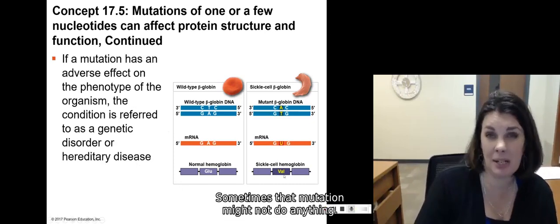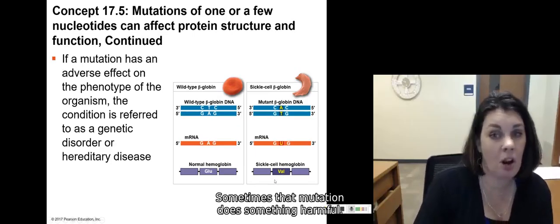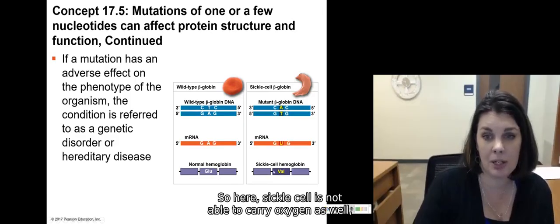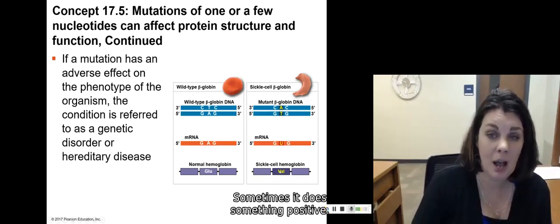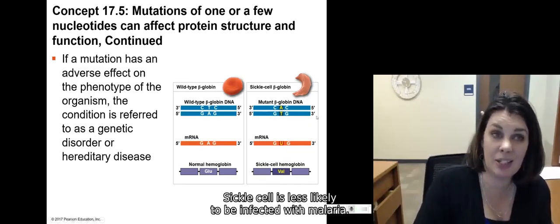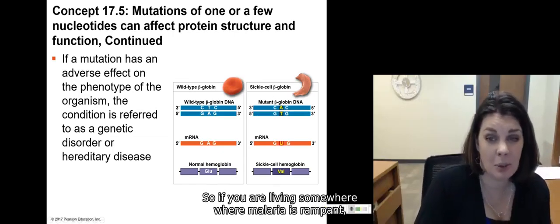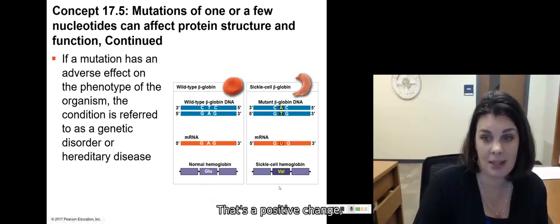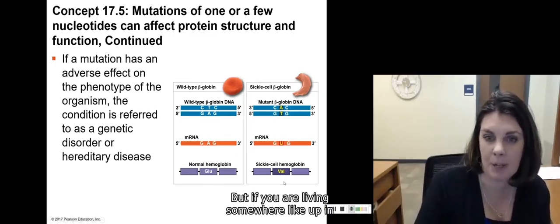Sometimes that mutation might not do anything. It would just be a silent mutation. Sometimes that mutation does something harmful. So here, sickle cell is not able to carry oxygen as well, so that can be harmful. Sometimes it does something positive. So sickle cell is less likely to be infected with malaria, so that's a positive change. So if you are living somewhere where malaria is rampant, that's a positive change. That is an evolutionary benefit.